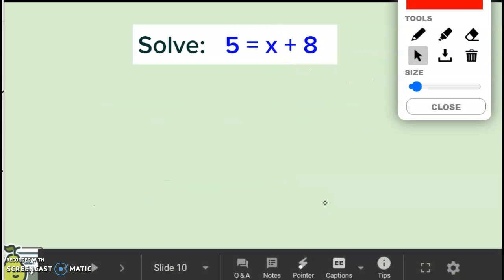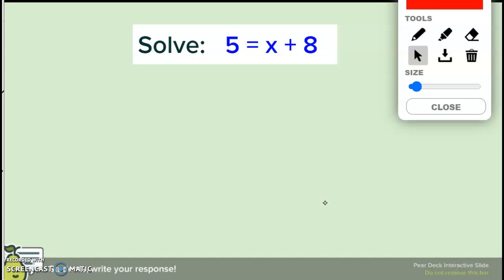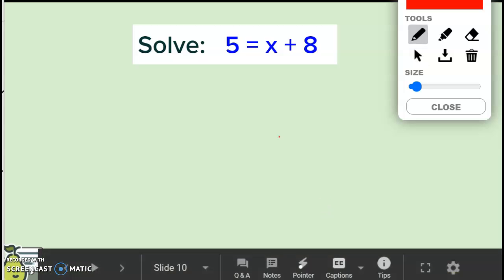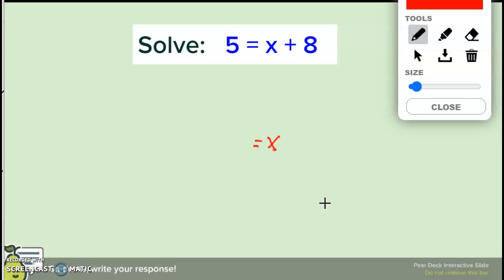What about the next problem? Solve 5 is equal to x plus 8. Again, we don't really care whether the x is on the right hand side or the left hand side. We want the x to be by itself, equal to a number. So it's perfectly fine if the variable x is on the right hand side, not on the left hand side. In this case, it's on the right hand side.